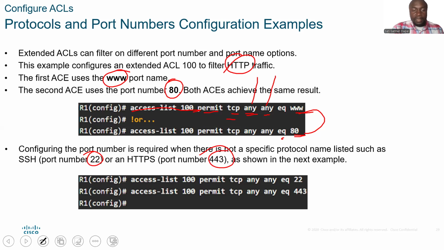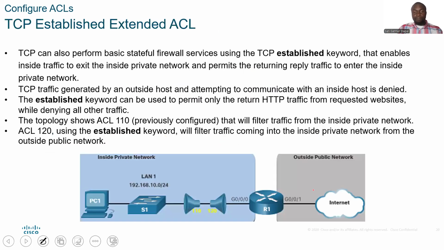So I say access list 100, that means it's an extended access list. And I'm saying it should permit TCP, which is a transport layer, any IP address with any subnet mask that is going to, or that is tagged for SSH, that is using SSH. So any system that is using SSH to connect to anywhere is permitted. At the same time, access list 100 permit TCP any IP address with any subnet mask going to 443. That means he wants to browse HTTP secure, is permitted.